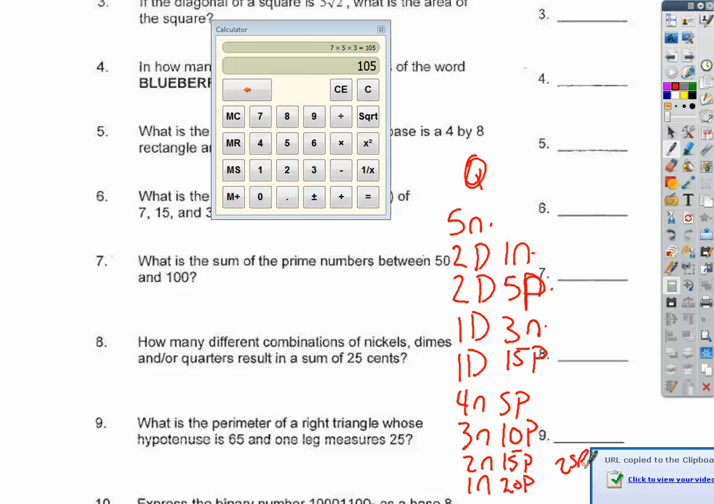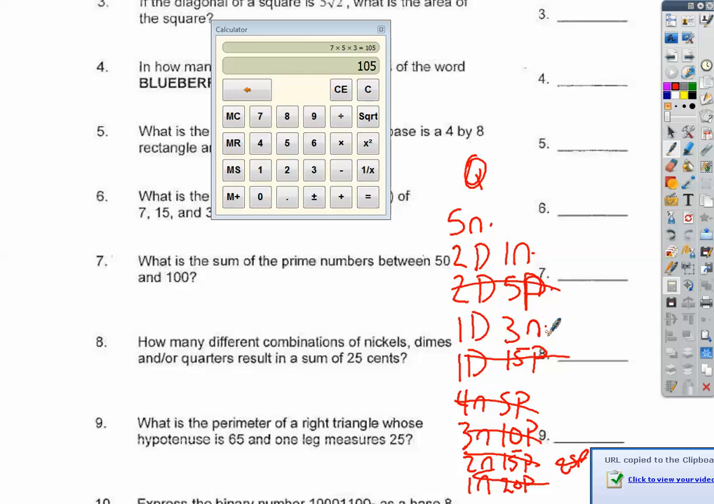The answer key says that it is 4. Nickels, dimes, and/or quarters. Oh, because there are no pennies. No pennies here, no pennies here. 1, 2, 3, 4. There you have it.